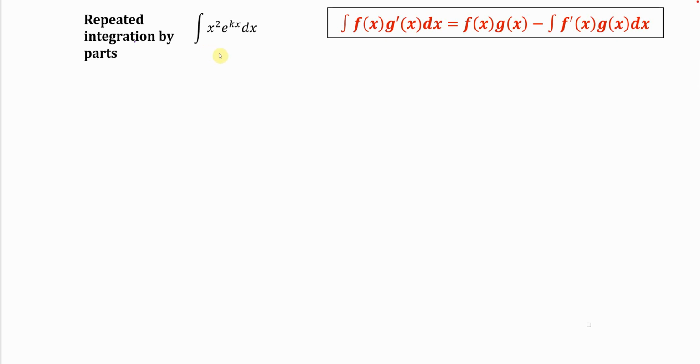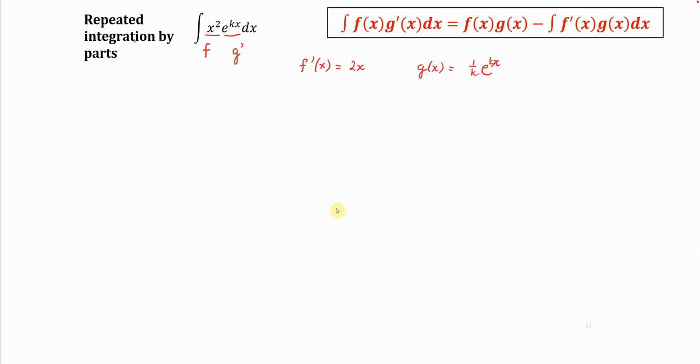Now, if you notice here, that x squared, if I continue to take the derivative to figure out f prime, this expression is going to get simpler and simpler. So that's usually a good choice for f. And then e to the kx here, that's going to be my choice for g prime. And I like to just write out what f prime is going to be, just so that I don't get myself all confused. So f prime is going to be 2x, and g, I'm going to take the antiderivative of e to the kx. So that's going to be 1 over k e to the kx.